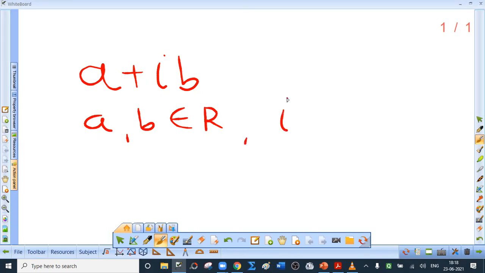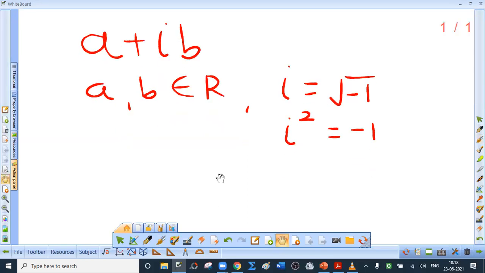And what is i? Iota, again a Greek alphabet, imaginary unit. So i is root of minus 1. Now i square is nothing but the square of root of minus 1, which is minus 1. Remember, root of minus 1 is not a real number, and that is why we have to define it specially, and we call it an imaginary unit.